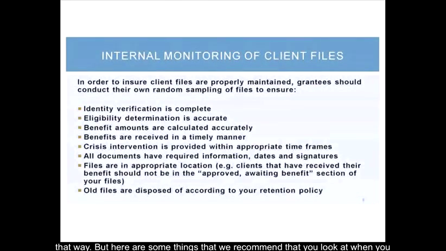But here are some things that we recommend that you look at when you're reviewing client files to make sure that everything is complete and correct. First, you want to make sure that all of the identity verification information is complete. If you require IDs for everyone in the household, make sure there's IDs there for everyone. If you require Social Security numbers or Social Security cards for the applicant only or all household members, you make sure that all of that is present in the file and that you can clearly read what's on those cards, and that same information is appropriately transcribed on the application form itself.